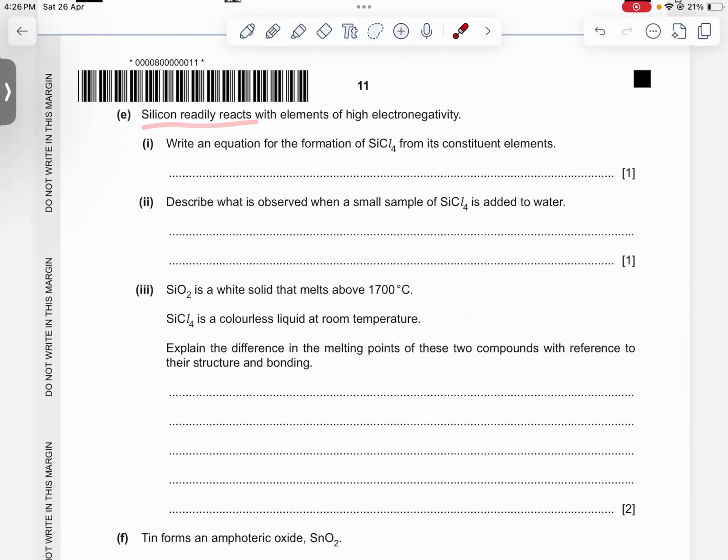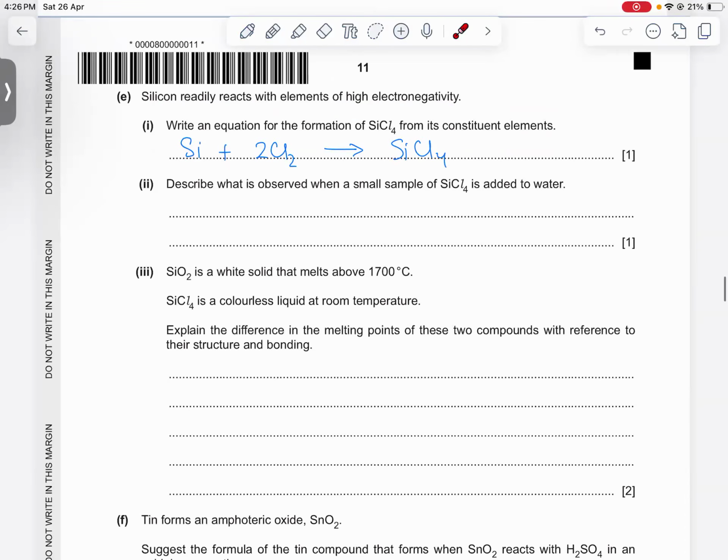Silicon readily reacts with elements of high electronegativity. Write an equation for the formation of SiCl4 from its constituent elements. So SiCl4, we want to write its equation from its constituent elements. So silicon plus 2 moles of chlorine should give us SiCl4. This should be our equation. I think that is what they were asking.